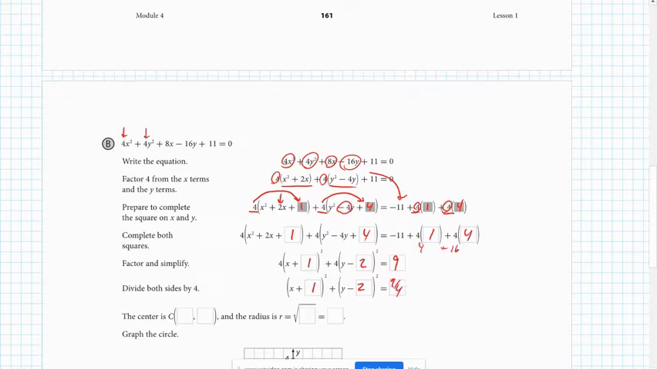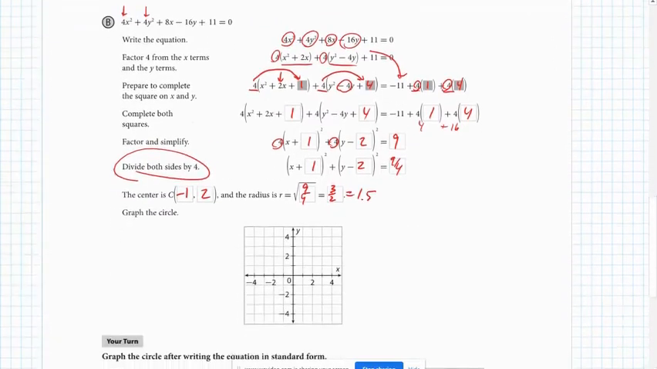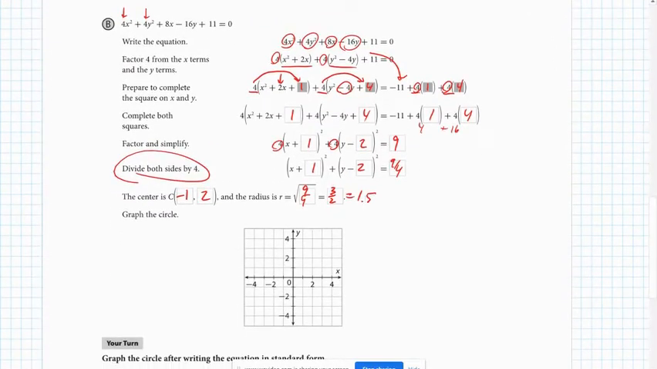So what we did is we divided both sides by 4, and that gets rid of that 4 and that 4, and that's why on the right side we have 9/4. And so we can say that our center is at -1, +2, and the radius is the square root of 9/4, which is 3/2, or 1.5. So our center is at -1, +2, and the radius is 1.5.